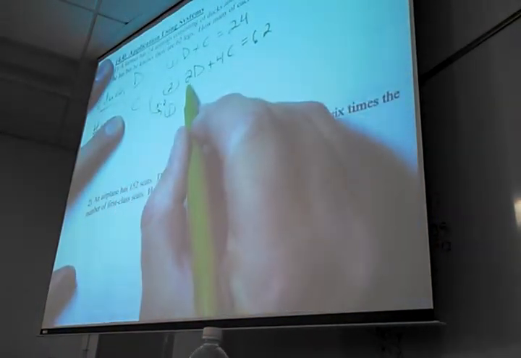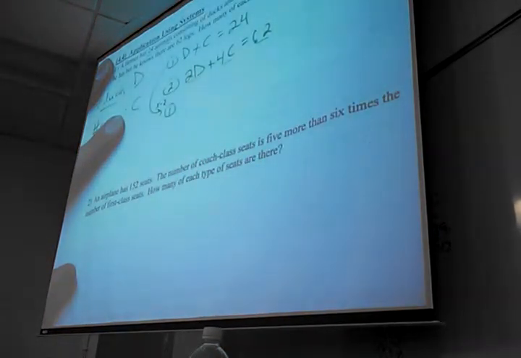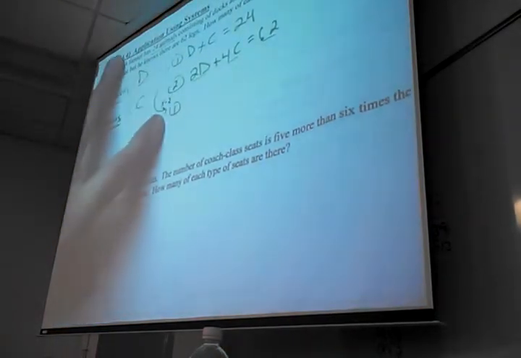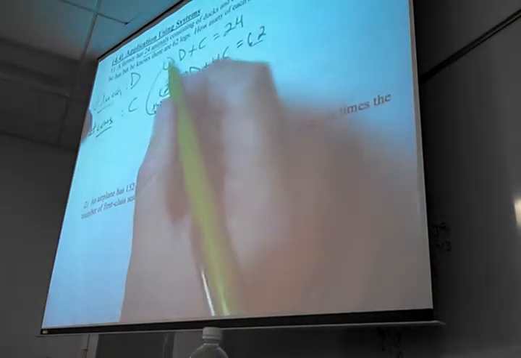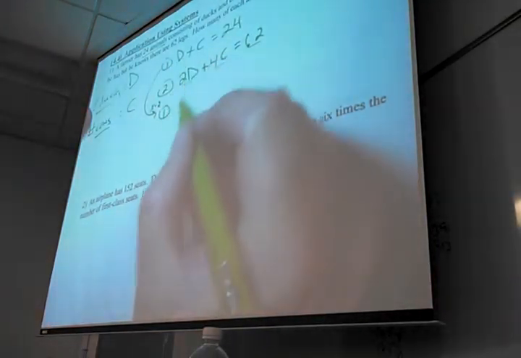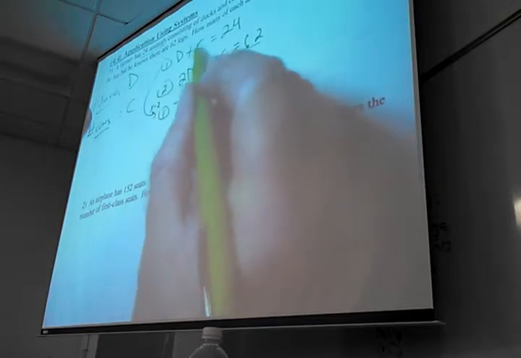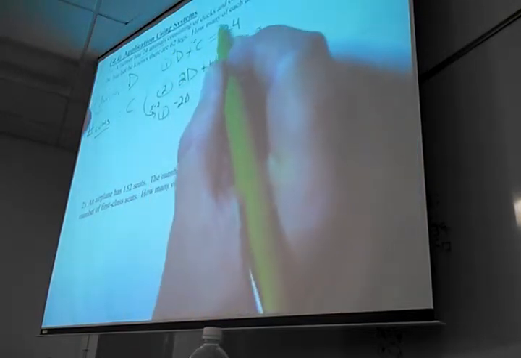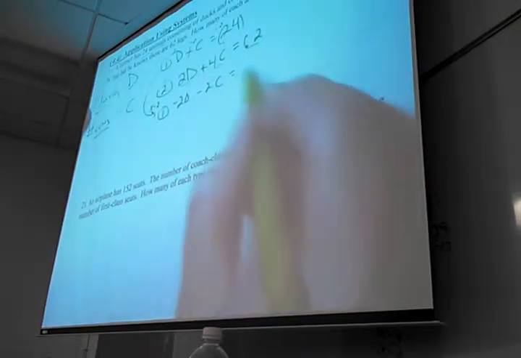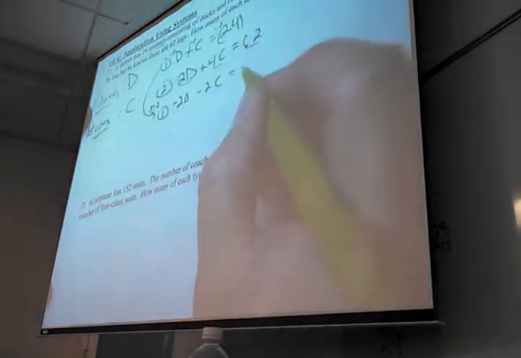Now, real quick, you guys notice that I could divide this one by 2? But it's actually a little quicker just to go ahead and multiply this other one by -2. What do I get when I multiply this by -2? Negative 2D minus 2C equals negative 48. I love it.